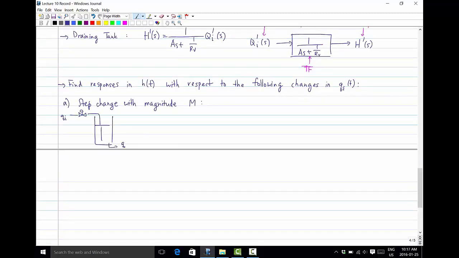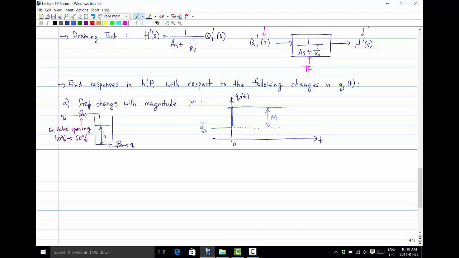This can be realized as putting a valve on the inlet flow rate and opening the valve, for example, from 40% valve opening to 60% valve opening. Obviously, these values are arbitrary and you can use any values you like. The inlet flow rate, when plotted over time, will resemble a step function with a magnitude of m.